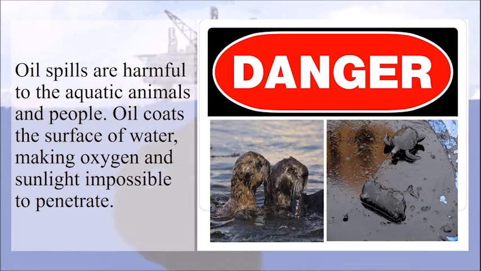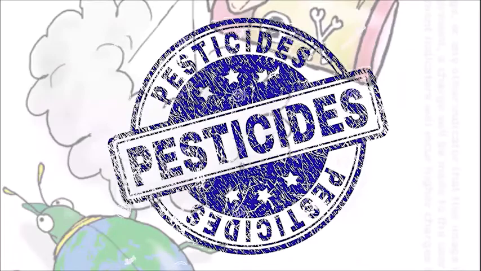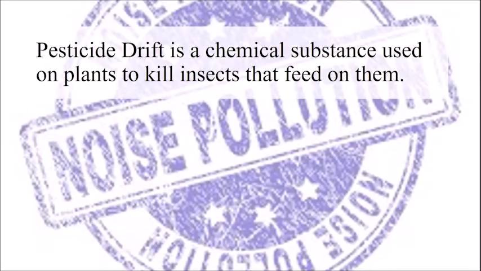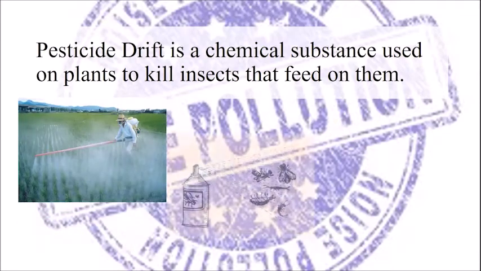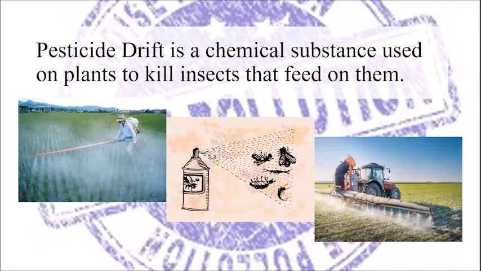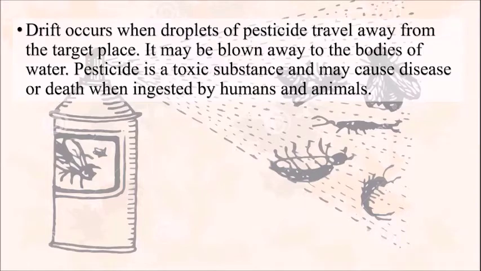Another environmental problem, the pesticide. Pesticide is a chemical substance used on plants to kill insects that feed on them. It may be applied by a person, a machine, or even a vehicle. Drift occurs when droplets of pesticide travel away from the target place. It may be blown away to the bodies of water. Pesticide is a toxic substance and may cause disease or death when ingested by humans and animals.